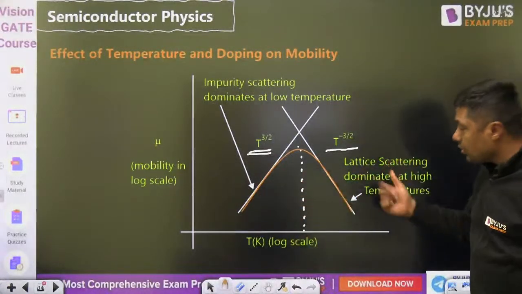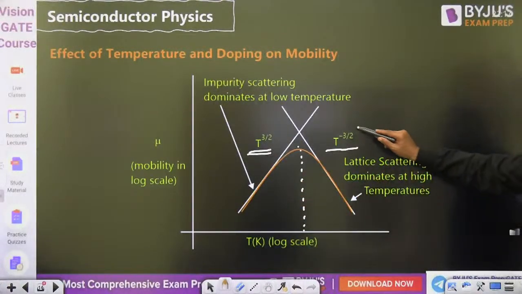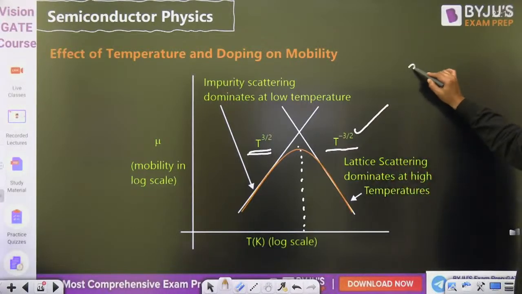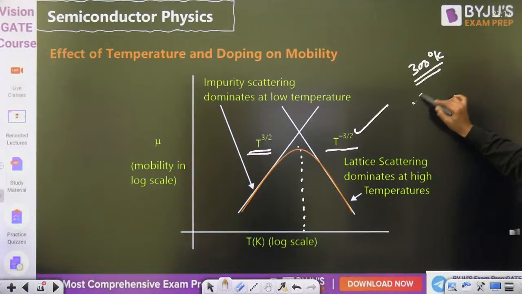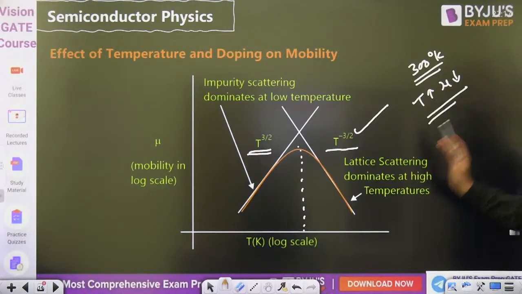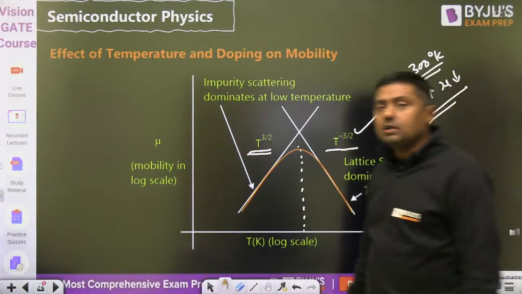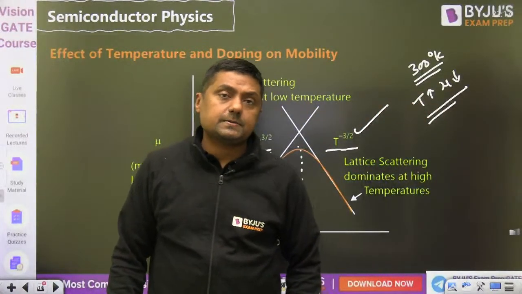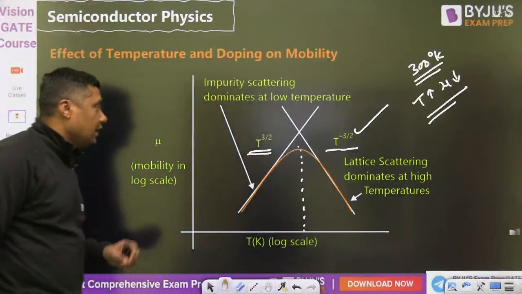So we are getting questions on that. Temperature increases, mobility decreases, because normally we are dealing at 300 degree Kelvin, which is the room temperature. But at low temperature, as temperature increases, mobility also increases. So that is a very, very important diagram.